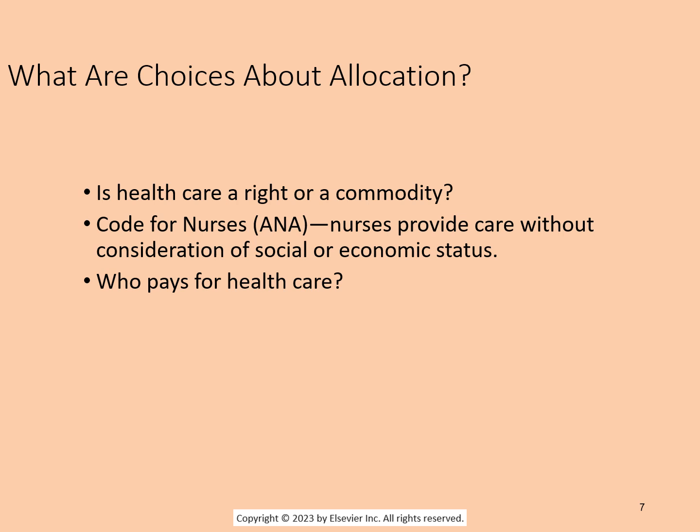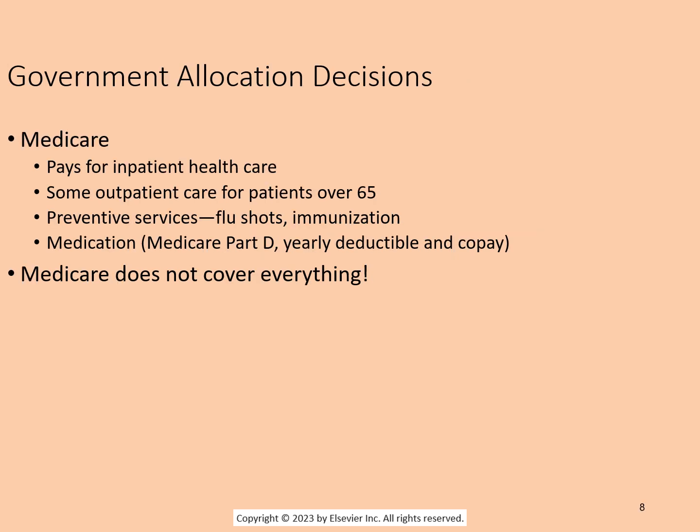So what are the choices about allocation? Is healthcare a right or a commodity? Based on the American Nurses Association, we as providers must provide care without consideration of socioeconomic status. So again, it's a right. Who pays for healthcare? Sometimes clients may not be able to get a certain procedure done because the insurance says they don't cover that. So again, Medicare is a government allocation payer source.